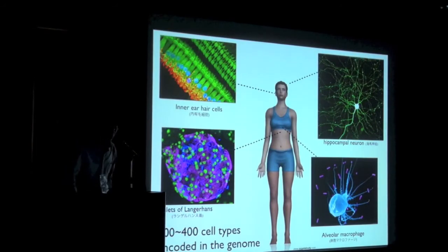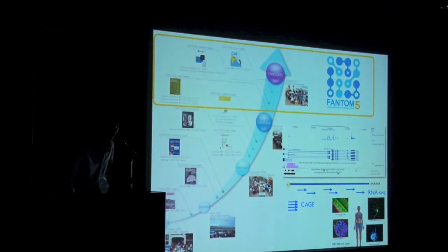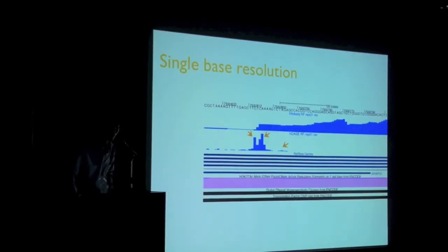Our body consists of many types of cells. Our idea is to identify genes or transcripts in specific types of cells. In the fifth round, we profiled RNA, especially by using CAGE. This is a technology to identify the five-prime end of genes, so we can quantify transcription initiation at single base pair resolution. The upper part is the RNA-seq profile, and the bottom part is the CAGE signal. In this line, you can see genome sequences. CAGE can spot TSS at a single base pair resolution.